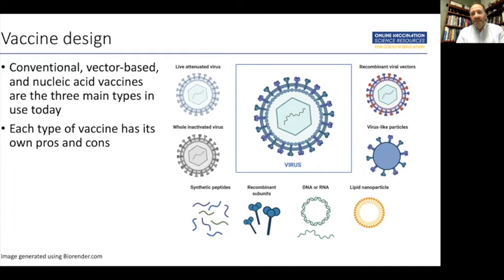So the figure in this slide shows a generic virus. It is not necessarily SARS-CoV-2, but it has a general virus structure, and it shows us some of the different things that are used as the basis of vaccines. So these conventional vaccines, for example, would be live attenuated viruses or whole inactivated viruses, where essentially it is the actual virus, but something's been done to it in order to make it less active or to inactivate it entirely so it can't replicate.